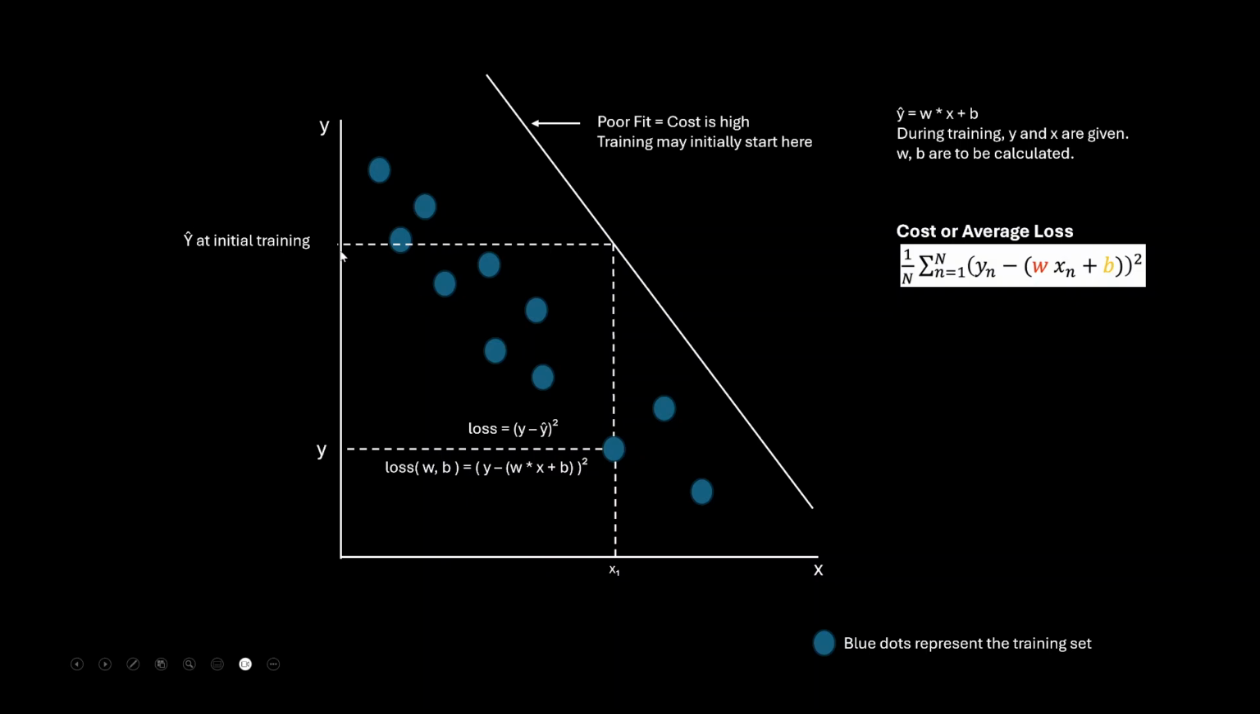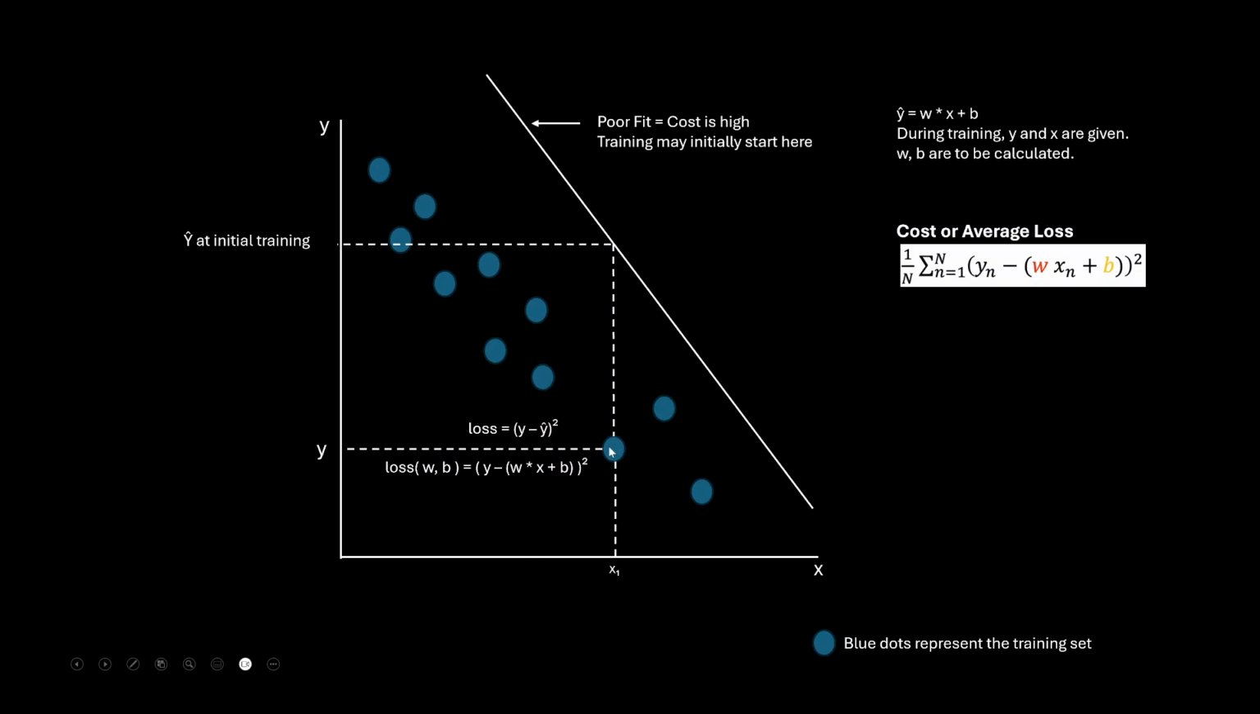So the loss, as you can see, y hat, which is the predicted value by this line, is way off, is very different from the actual output. In the previous video, we described the loss to be y minus y hat squared. And this is for only this point.